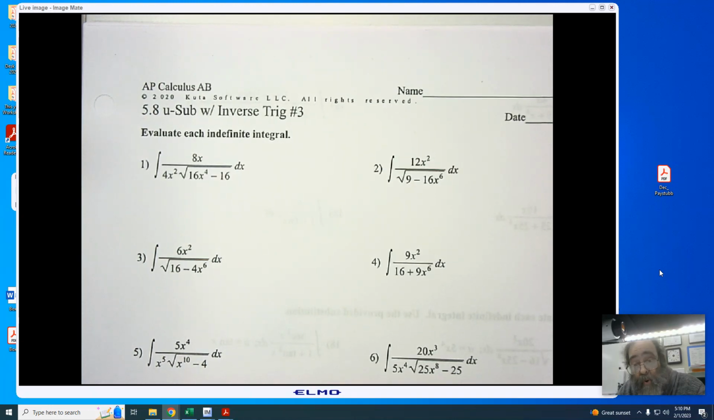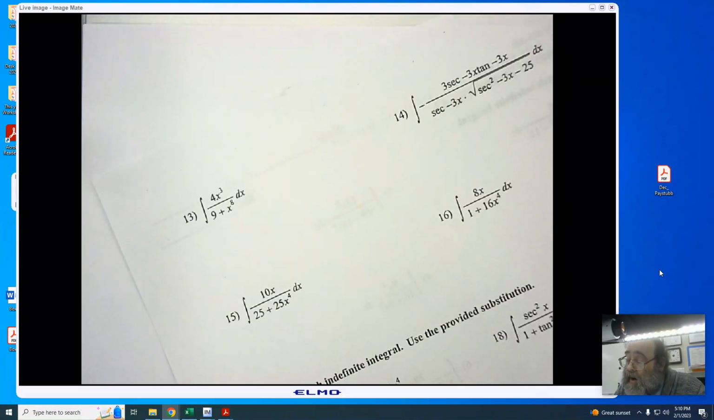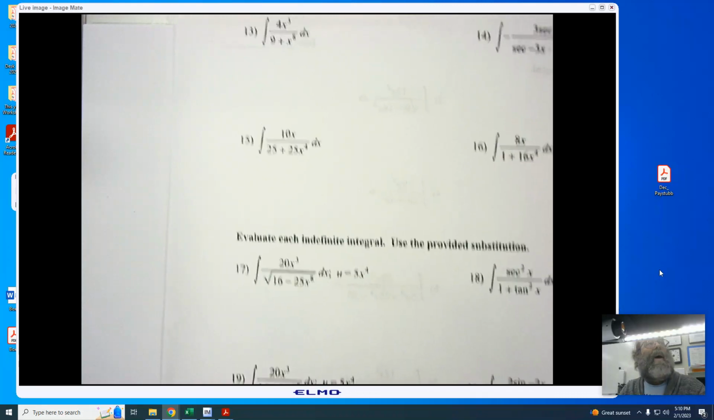You are to do the odd problems on both sides. This is numbers 1 through 11 on the front, and then numbers 13 through 23 on the back.